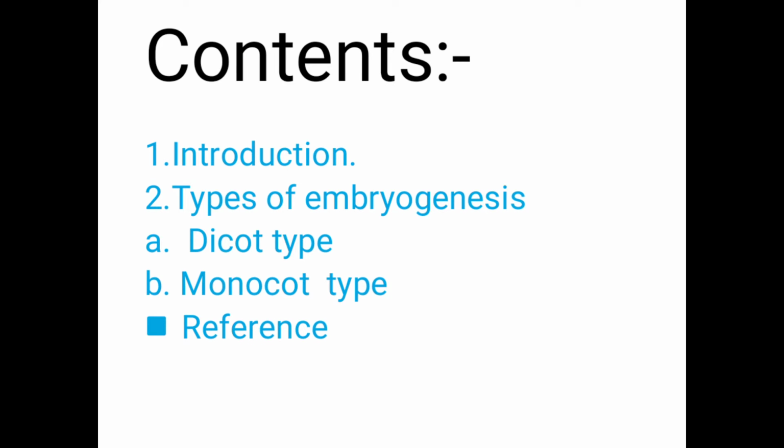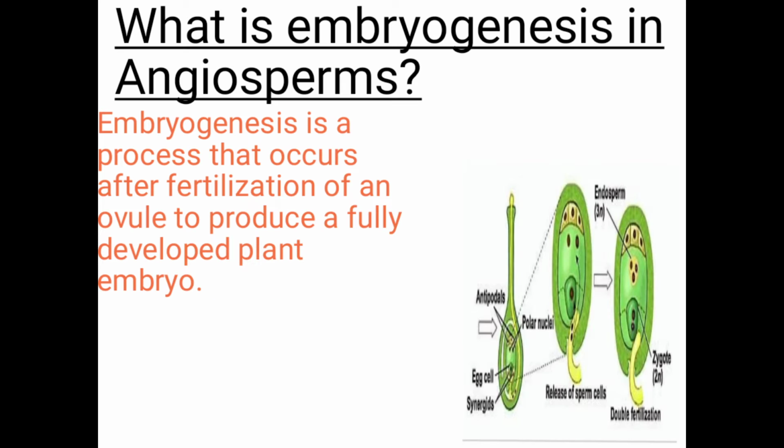Here is the content we have to discuss one by one. Introduction: types of embryogenesis. First one is dicot type, second one is monocot type, and then the reference. Now, what is embryogenesis in angiosperm?